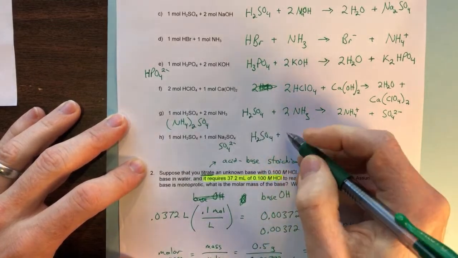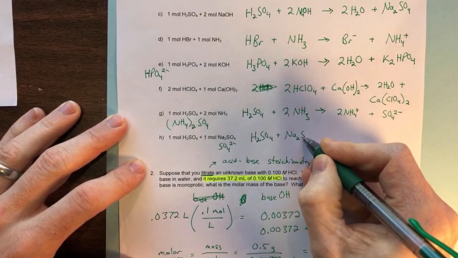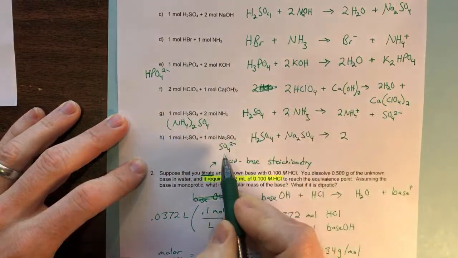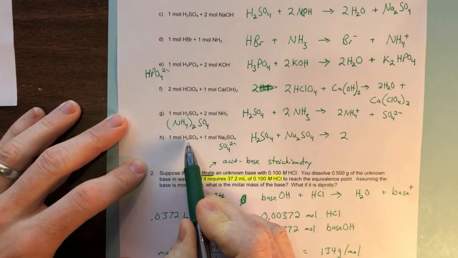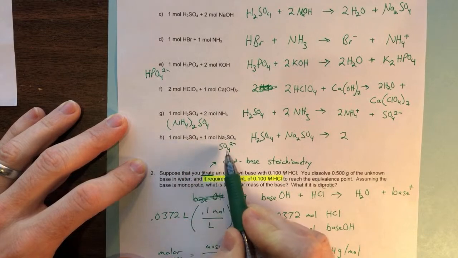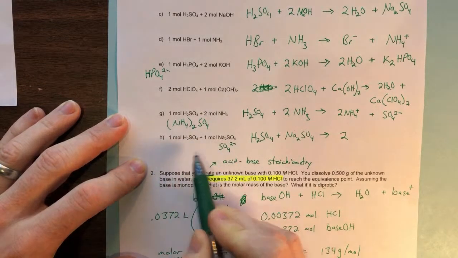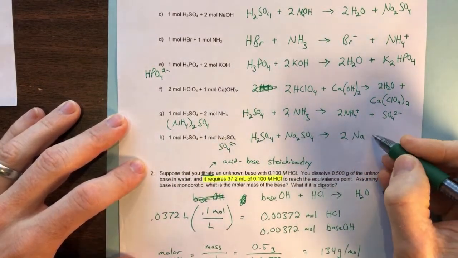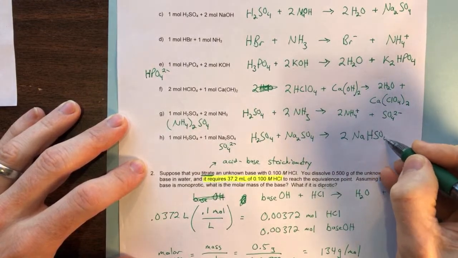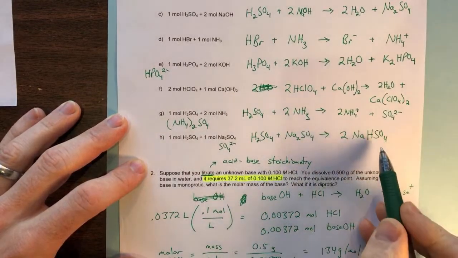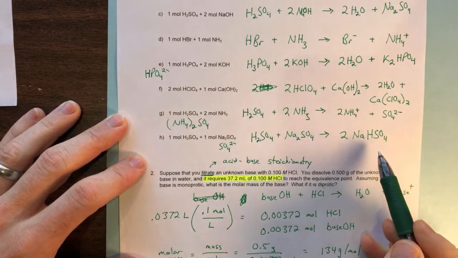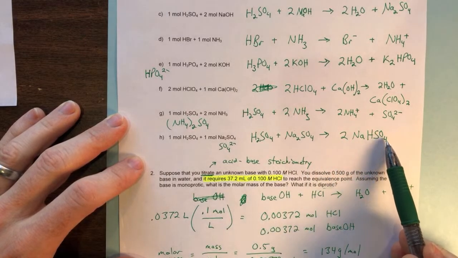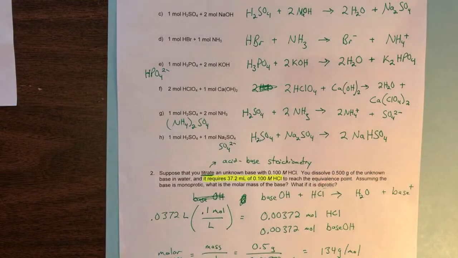So H2SO4 plus Na2SO4, and we can just write this as 2 because we're making 2 of them, right? This is losing an H and making HSO4-, and this is gaining an H and making HSO4-. So we have 2 of them, and so it's going to be 2 NaHSO4. And so this is the way you could write it. As one single product, we could write it like this, or you could write it as 2 Na+ and 2 HSO4-. But I just decided to write this one as a single product this time.